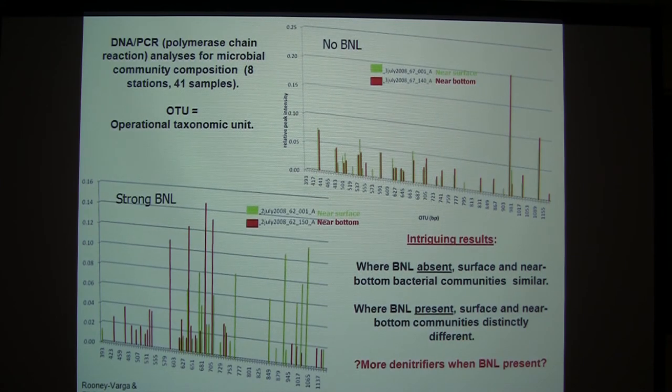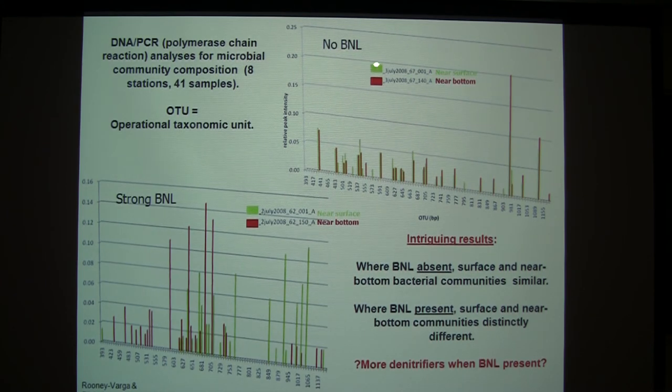Now, the way you do this, I don't do this, but with my colleague, Juliet Rooney-Varga at UMass Lowell, we took some samples, and she did a PCR analysis to essentially look at what's called an operational taxonomic unit. Think of it as species distribution. So when these red and green lines line up, like they do in this set of samples here, where the red lines are the near bottom and the green is upper water column, that means the communities are similar between these two systems.